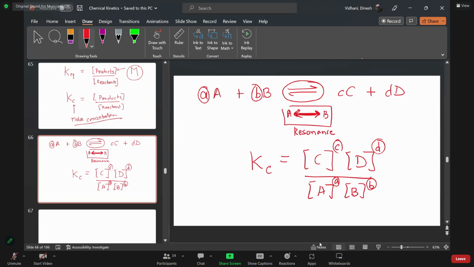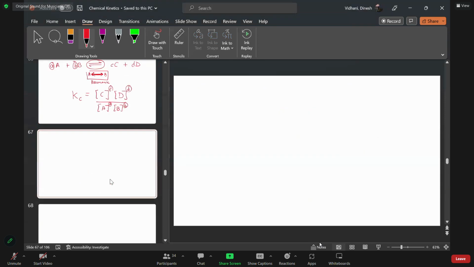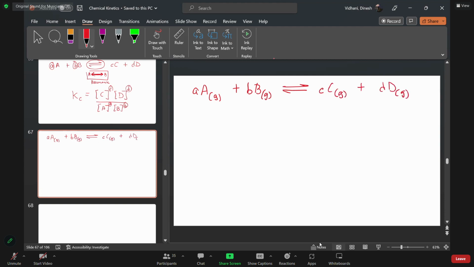Okay, now what if you are given a reactant and product in a gaseous form? What happens then? Is there any connection between the equilibrium constants in that case? Let's derive that equation. And let me put it in this way. Suppose I have the same equation. Now this time A is in the form of gas, B is in the form of gas, C is in the form of gas, and D is in the form of gas.